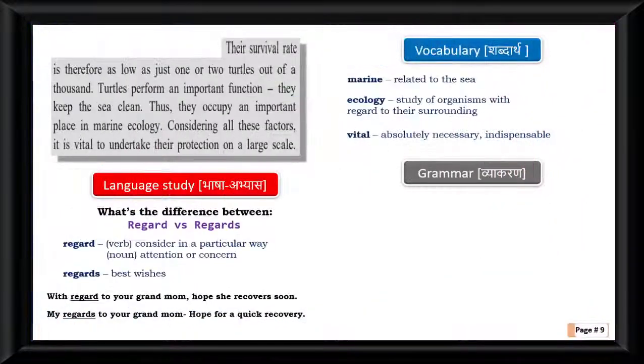So what's exactly the difference? Regard, without the S: as a verb, it means to consider in a particular way, like I regard him as my guru. And as a noun, it means attention or concern, with regard to. I have the example down here, but let's understand the meanings first. Regards with the S means best wishes.